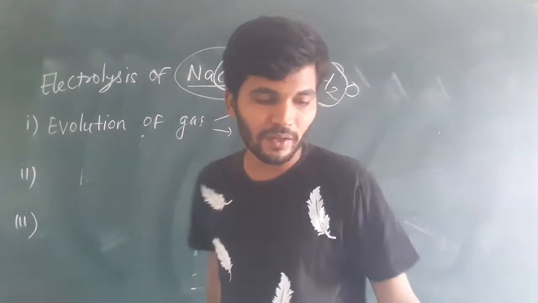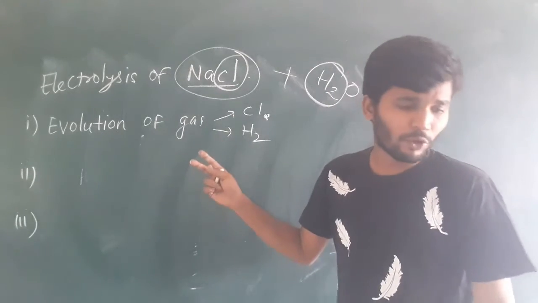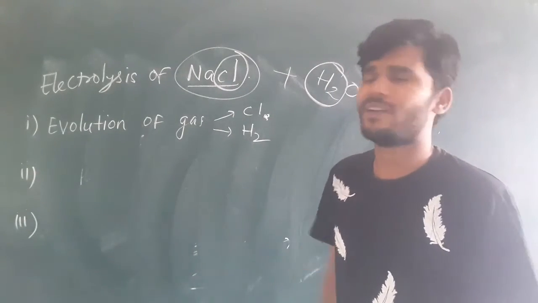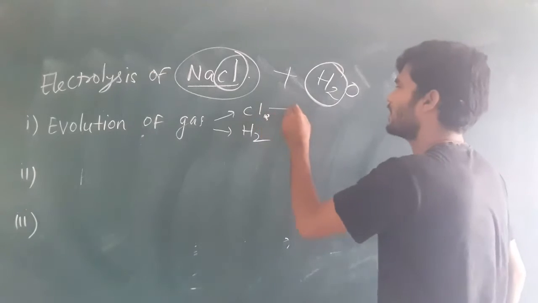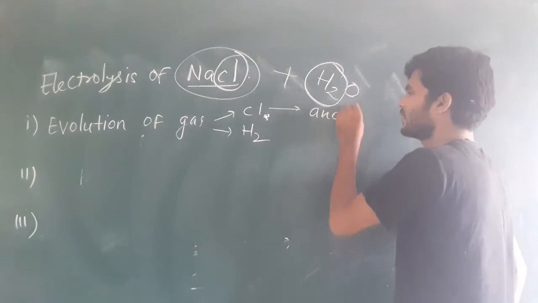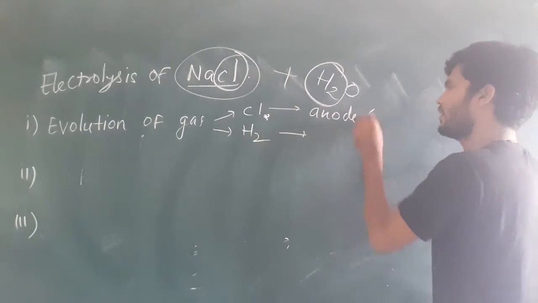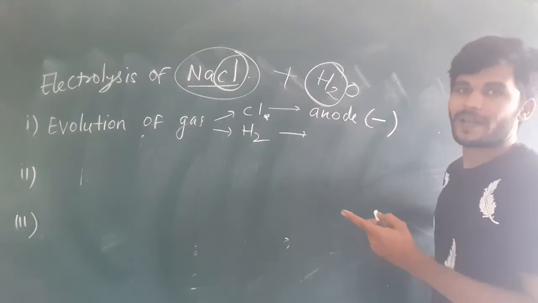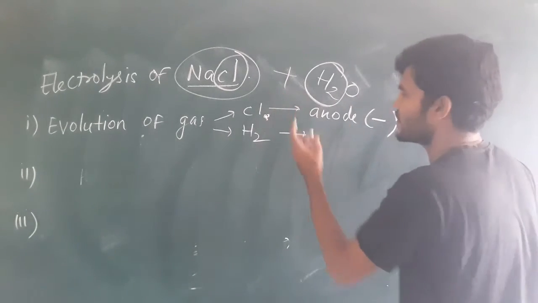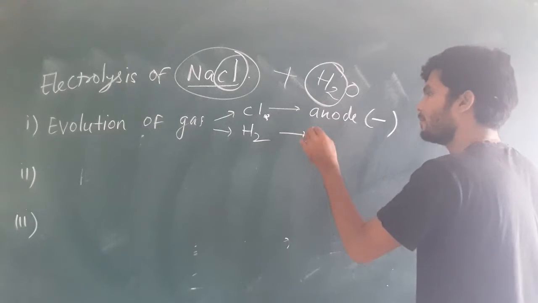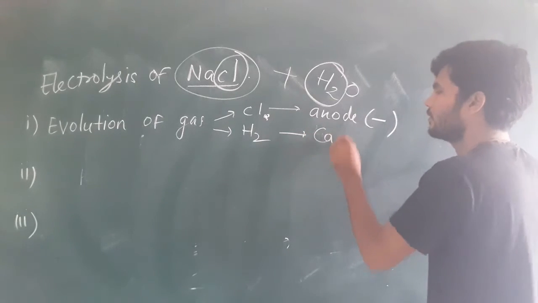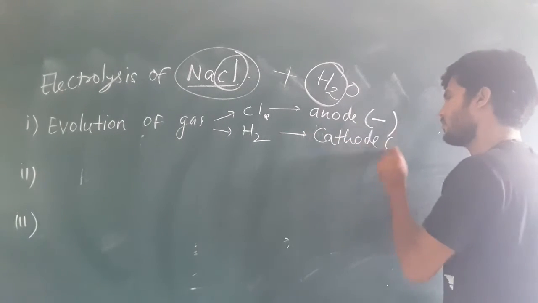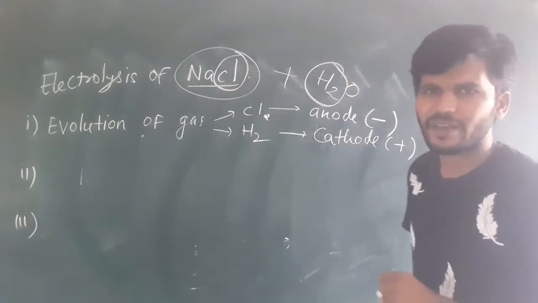And the second point, one more thing I need to add, that chlorine gas will be at the anode. Anode means the electrode where chlorine gas will evolve, and at the cathode hydrogen gas will evolve. That was the very first point.